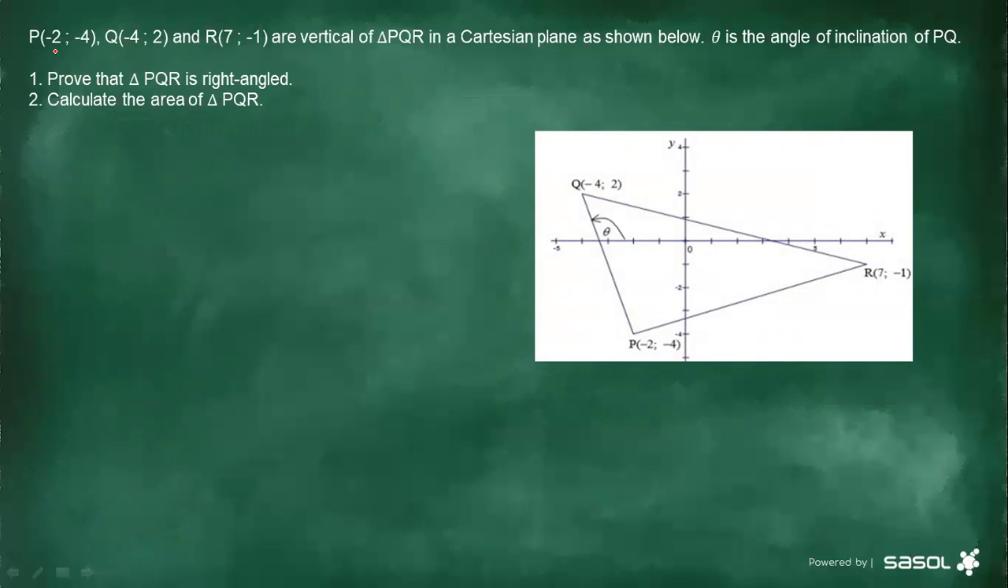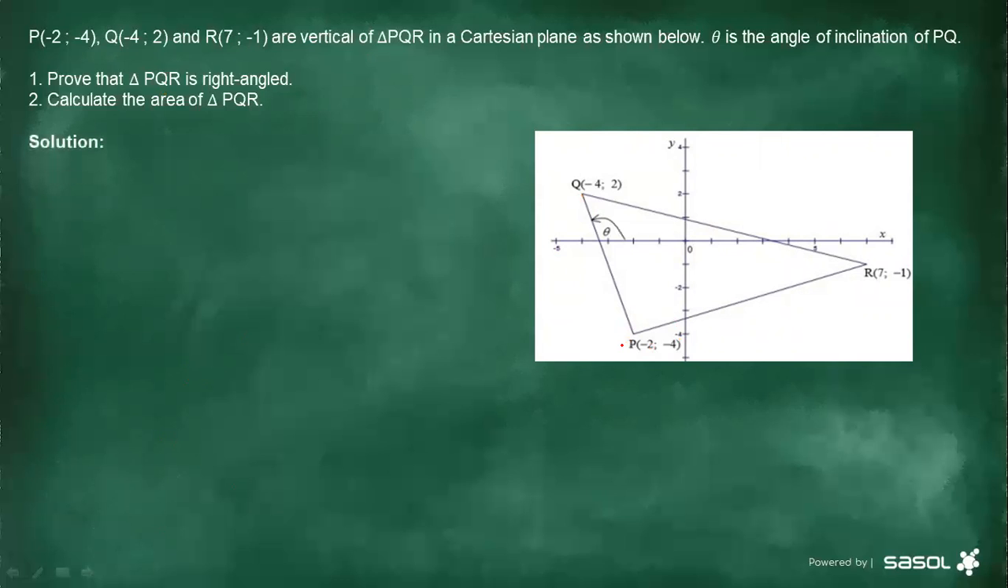P (-2; -4), Q (-4; +2), and R (7; -1) are vertices of triangle PQR in a Cartesian plane as shown below. Theta is the angle of inclination of PQ. Prove that triangle PRQ is a right-angled triangle.